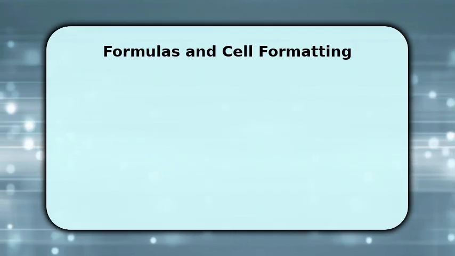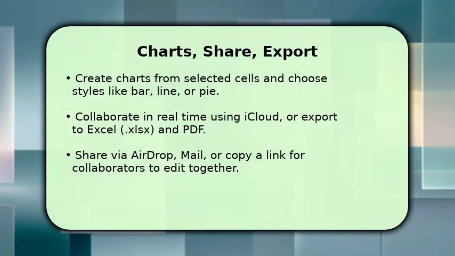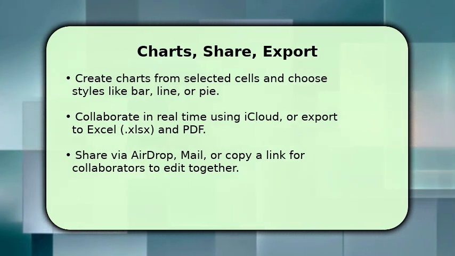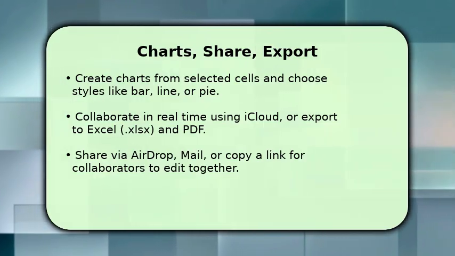Apply formatting in the Format panel to show 2 decimal places, currency with dollar, or percentages with percent for clear numeric displays. Select the cells you want to visualize and tap Chart to insert a bar, line, or pie chart. Customize chart styles, labels, and axis formatting in the Format panel for clear presentation.